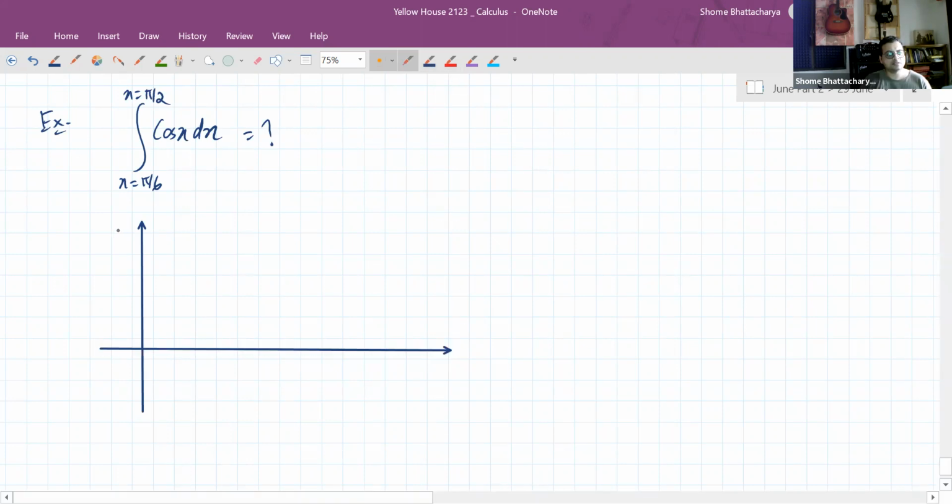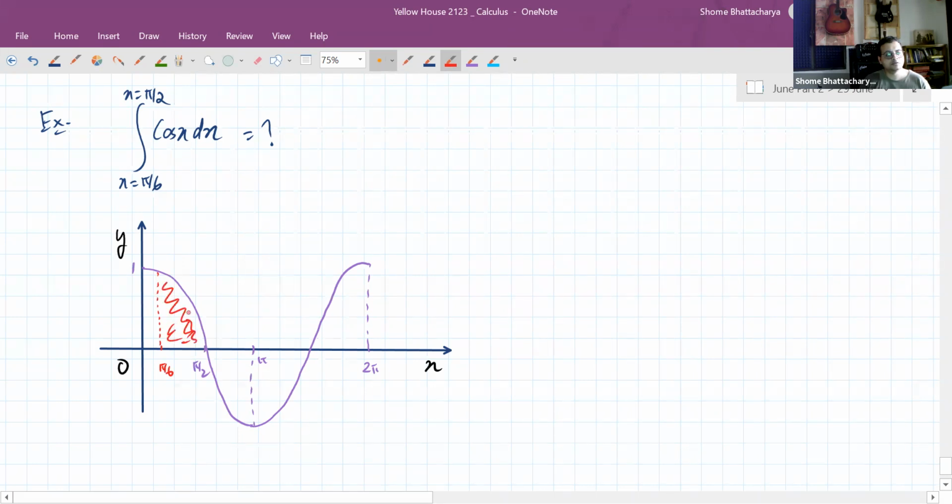As you know, the graph of y is equal to cos x is a shape like this, right? It's like this. So pi by 6 would be somewhere here, let's say. So what we mean by this is actually this area. This area would be represented by this integral.